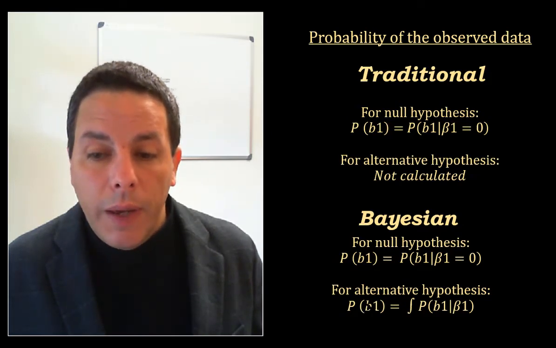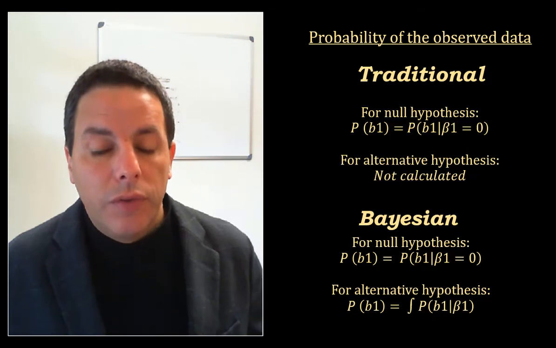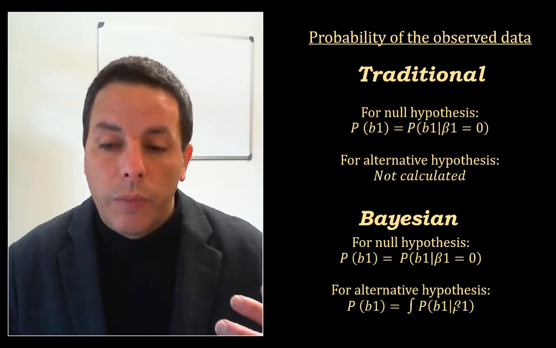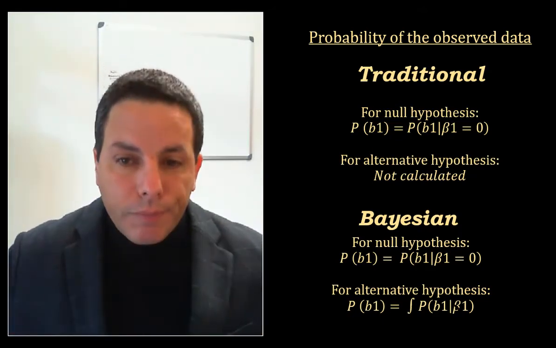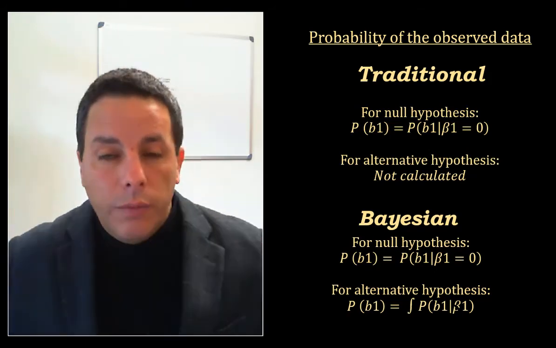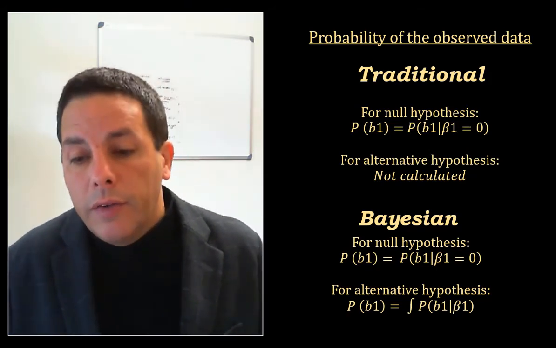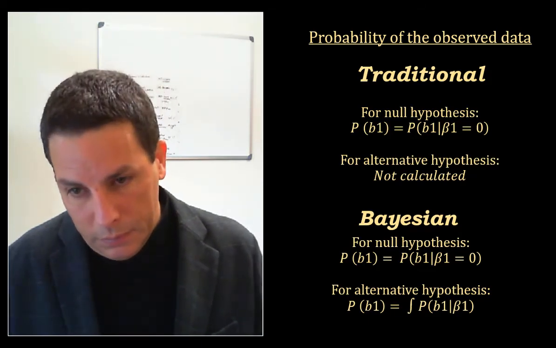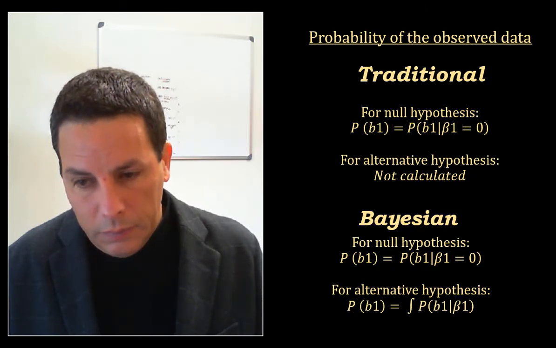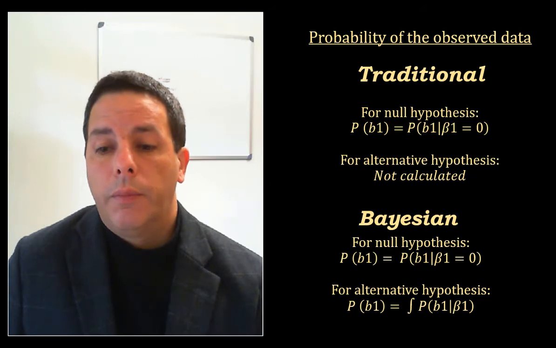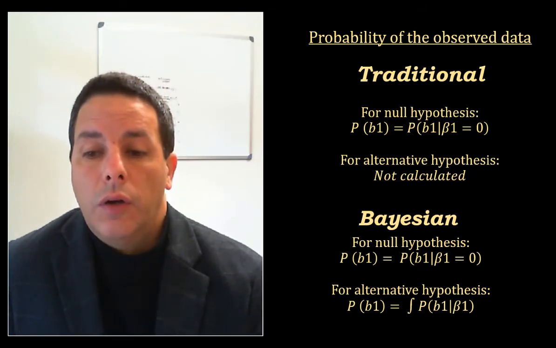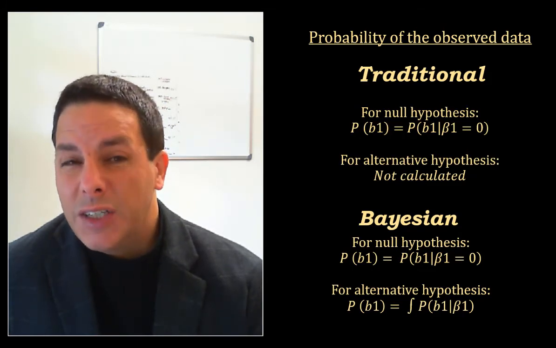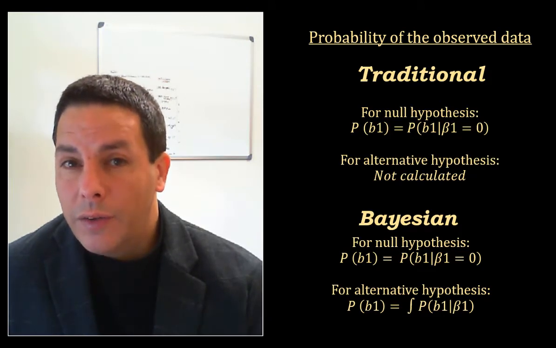Now, for the Bayesian approach in the alternative hypothesis, and remember, in the alternative hypothesis, we put a prior on possible values for beta 1, which gives some probability to all possible values of beta 1. And so then we have to estimate the probability of observing the B1 we observe in our sample for all possible values of beta 1. And so that becomes an integral, because beta 1 is not discrete.